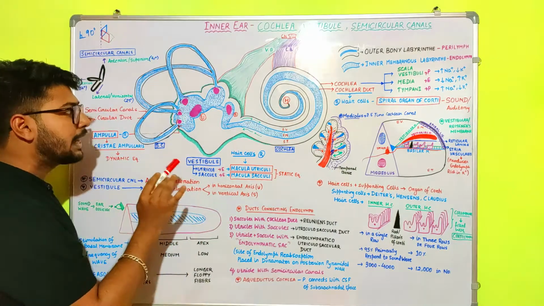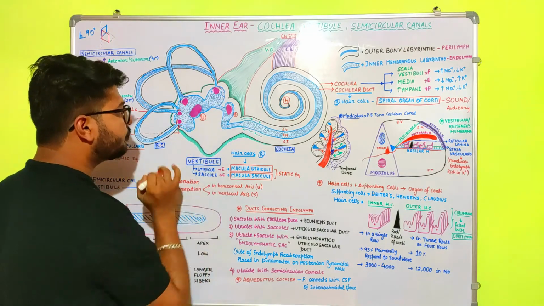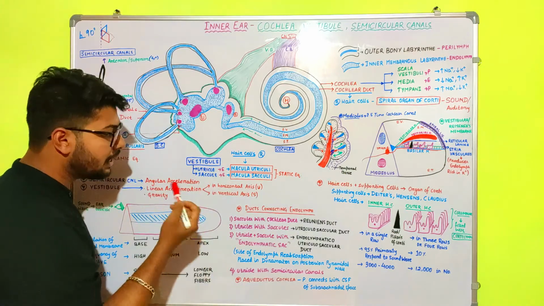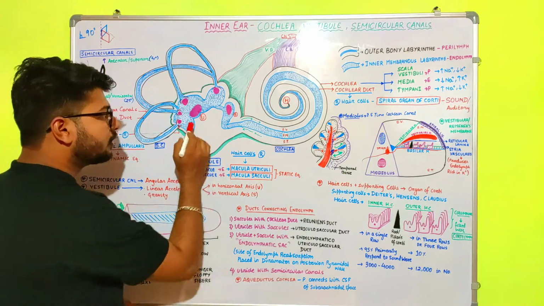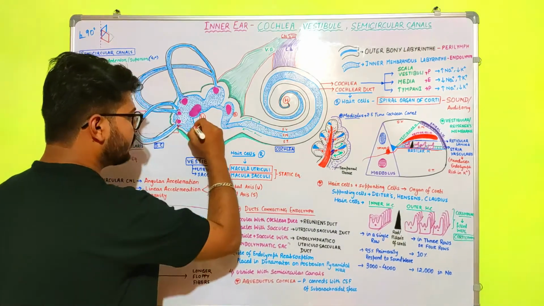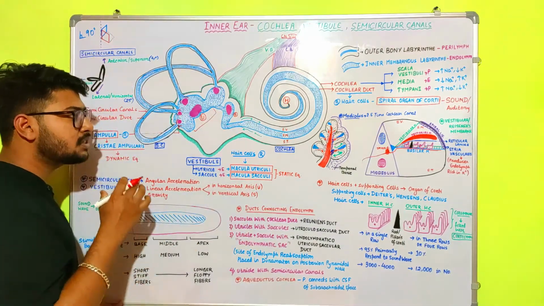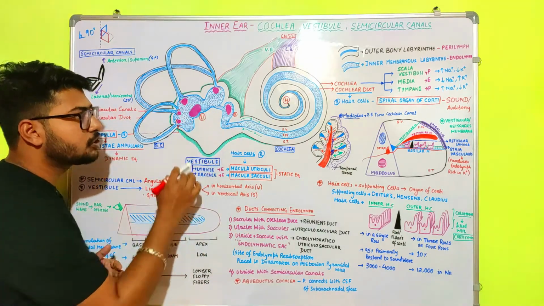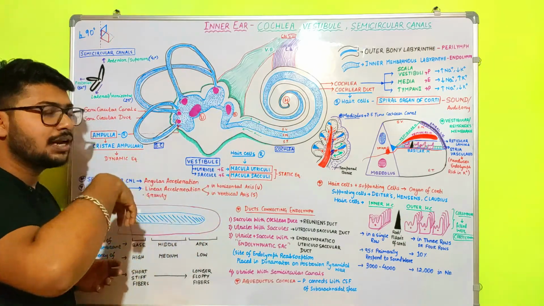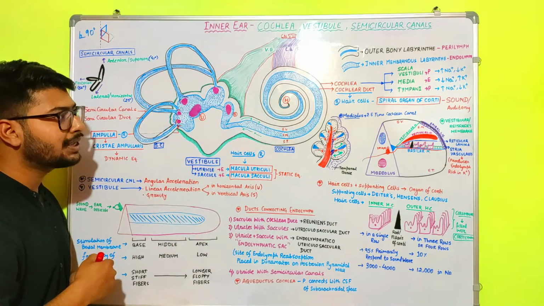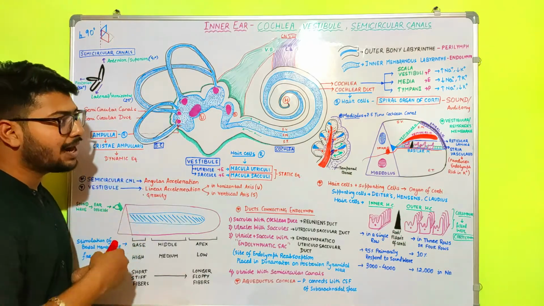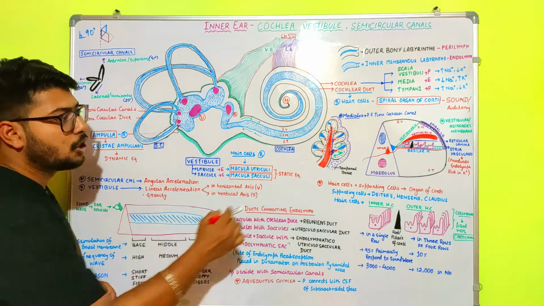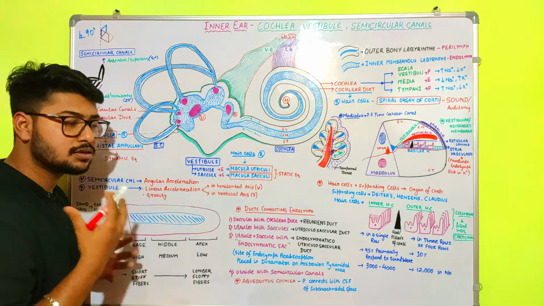Next, in this vestibule we have two structures. What are these? The first one is the utricle and the second one is the saccule. The structure present from here to here represents the utricle, and this structure represents the saccule. And attached to the vestibule we have a conical, spiral-shaped structure that spirally turns around the modiolus, known as the cochlea.